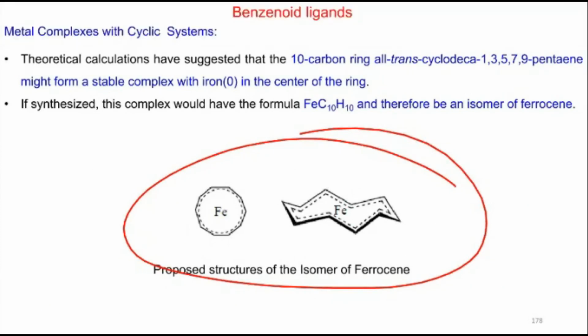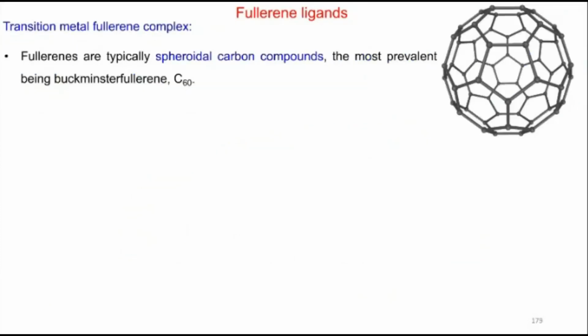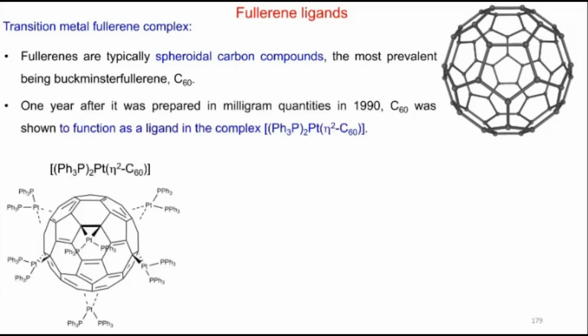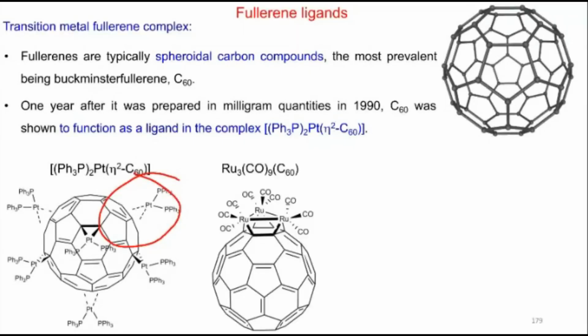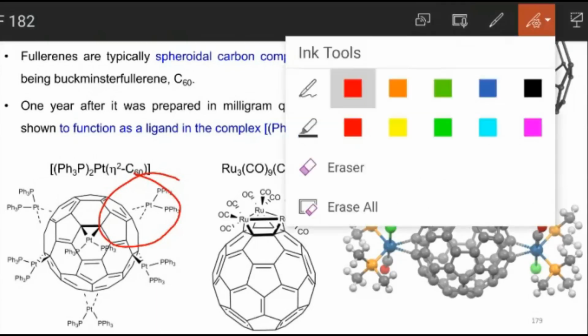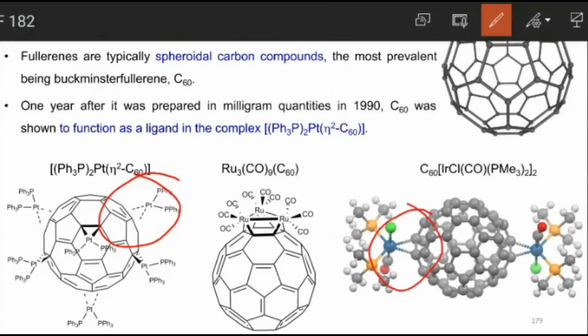With only one ligand, another interesting ligand with respect to organometallics is the fullerene. This is the structure of the fullerene. Fullerene is actually an organic material, but it can nicely act as a ligand. Look at these examples for fullerene. You have a platinum attached to the fullerene. You can see ruthenium attached to the fullerene. You can see the iridium making a complex.